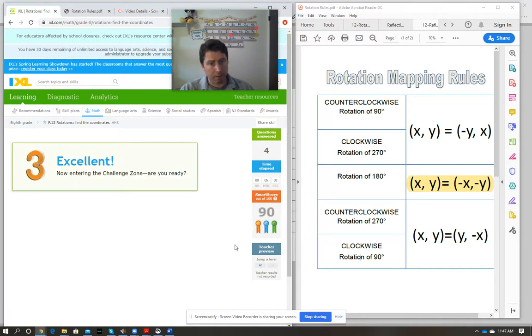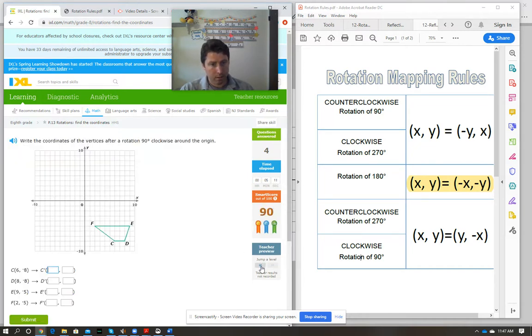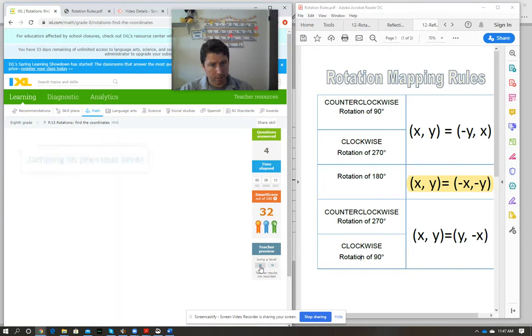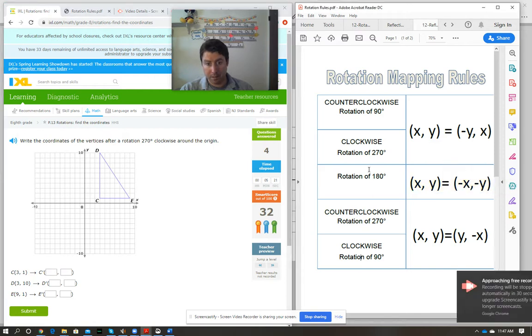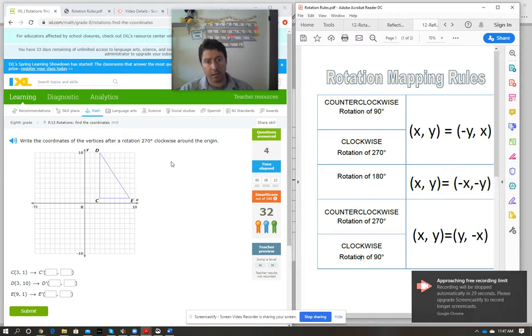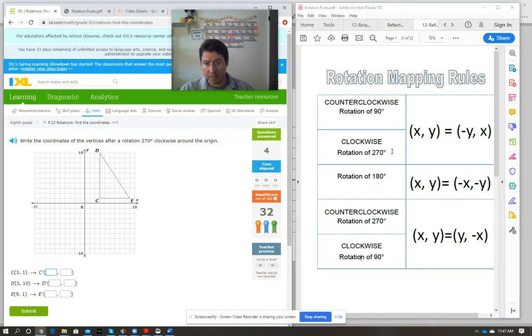I'm going to jump a level here. All right, actually, let me go back down. Here we go. So 270 clockwise around the origin. I only have 30 seconds left. So just remember with this one, you're going to flip these because this is 270 clockwise. So basically you're doing this rule right here. You would flip these points. So 3, 1 would now become 1, 3. And then ask yourself, since there's a negative here, what's the opposite of +1? -1. All right, then you would do that for each point.